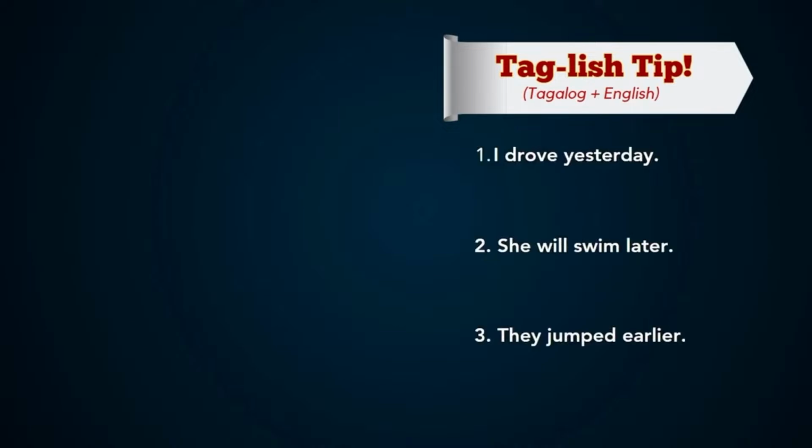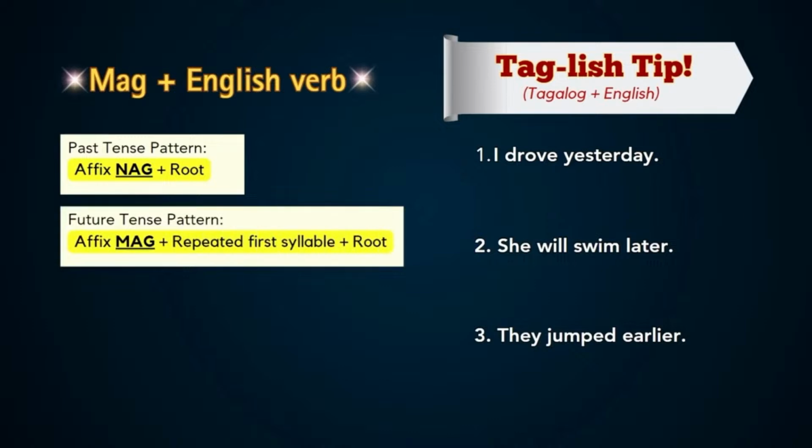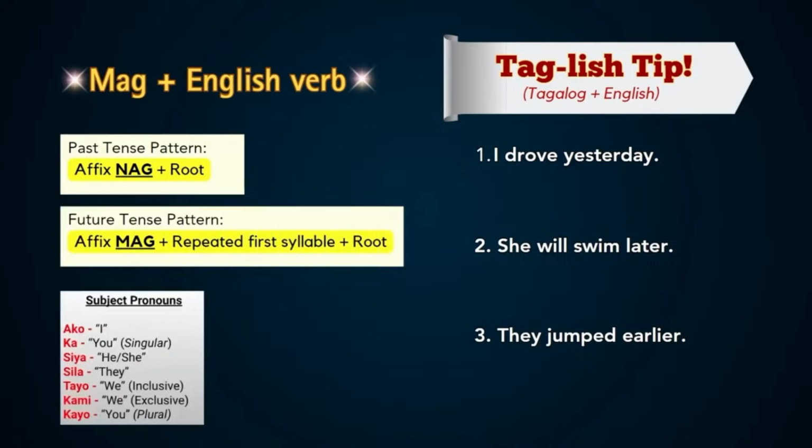So let's take a look at these examples. I drove yesterday. She will swim later. They jumped earlier. We didn't learn these verbs. We didn't learn to drive. We also didn't learn to swim or to jump. But you can always turn them into a MAG verb. So that means MAG plus the English verb. Then conjugate it like you would in the past or the future as a MAG verb. And then you can use subject pronouns in your sentence.